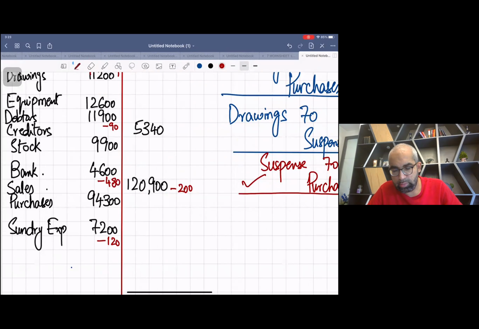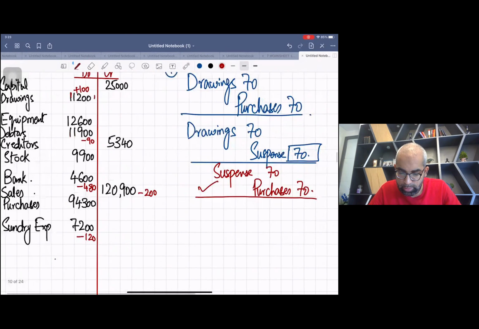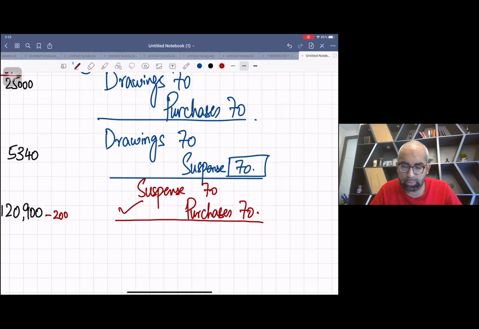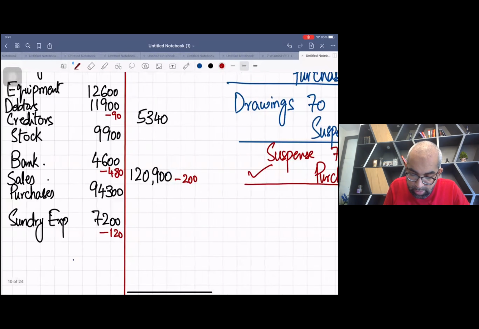Okay. Now next one is, yes, purchases credit. See, this is the entry. Purchases credit means reducing purchases. So purchases already on the debit side. Let's reduce it by 70.